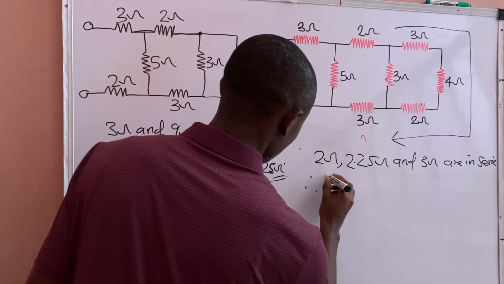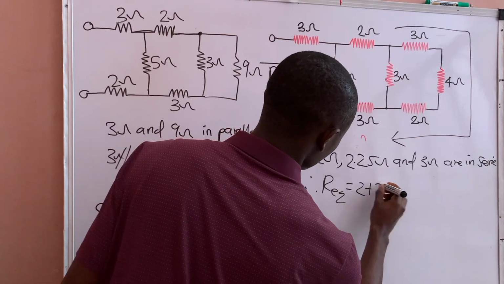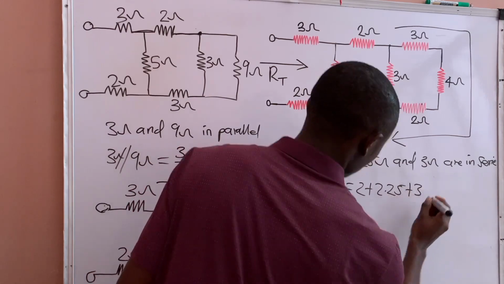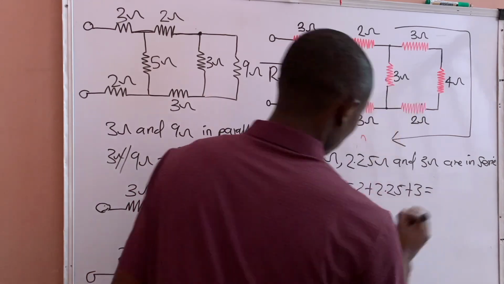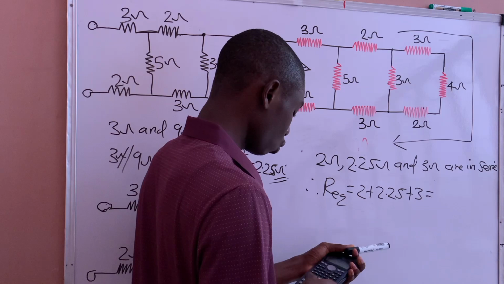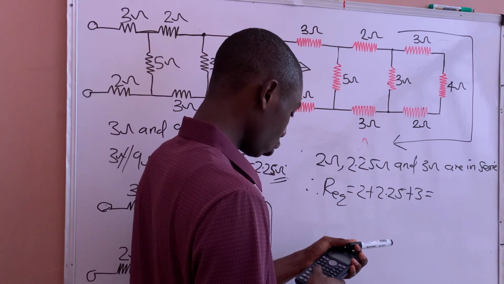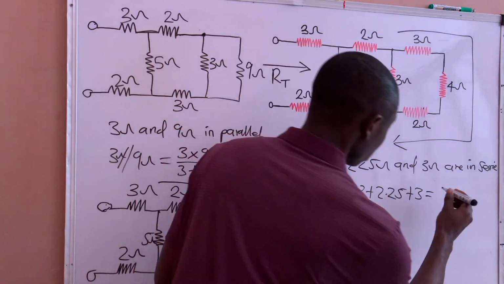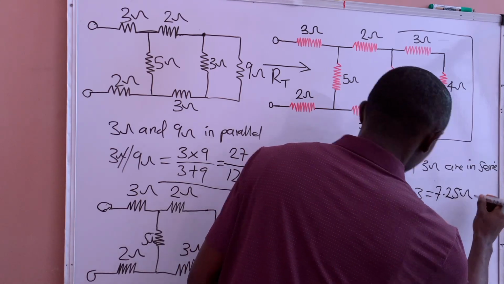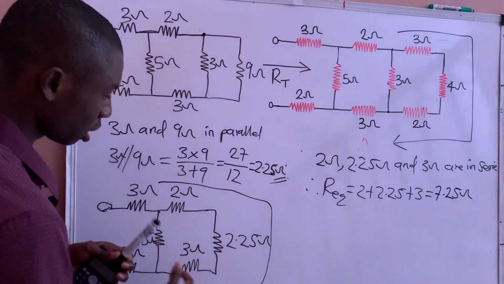Therefore, the equivalent resistance will be 2 plus 2.25 plus 3, which will be 7.25 ohms. So that is the equivalent resistance of these 3 resistors.